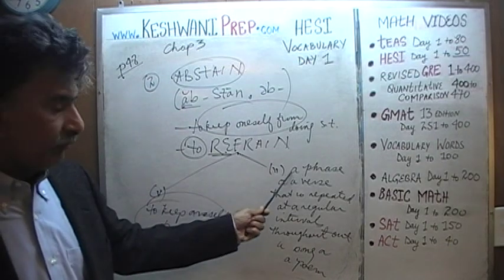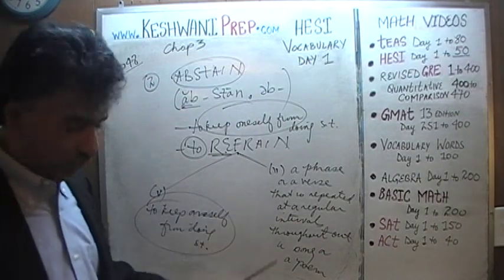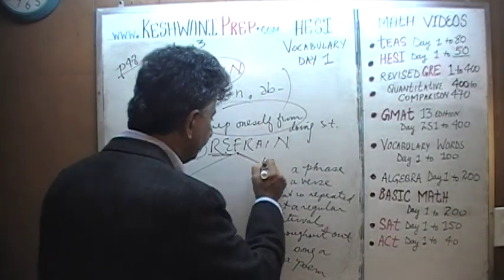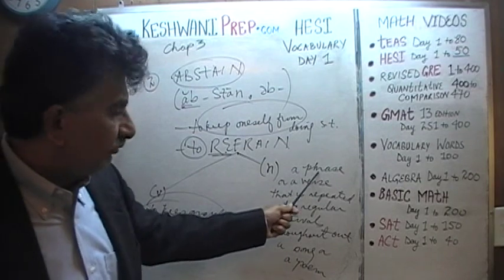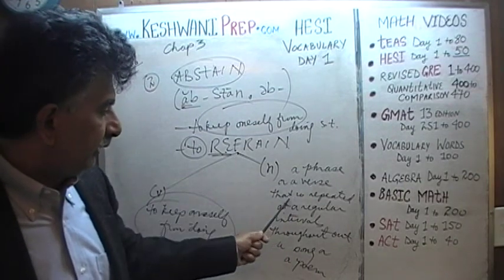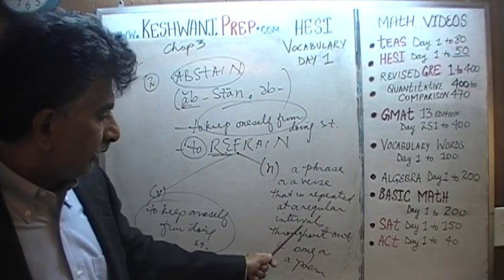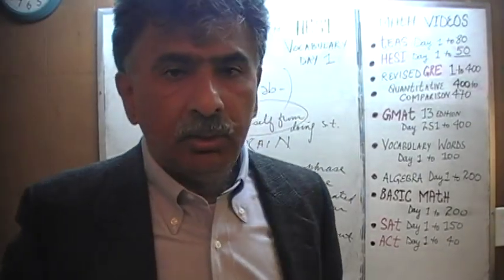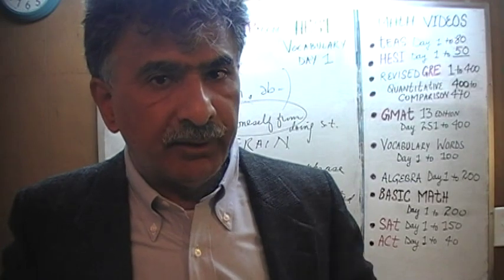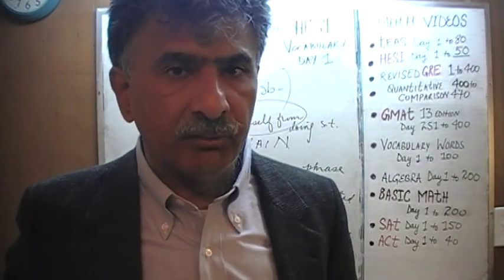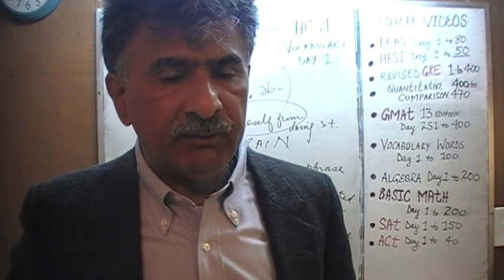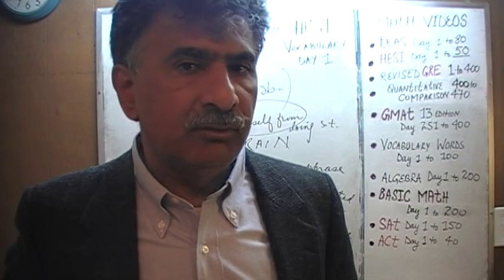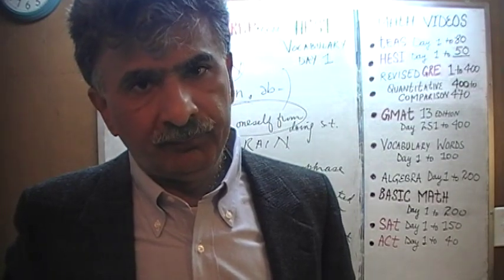What's a refrain? It's a noun. A refrain is a phrase or a verse that is repeated at regular intervals throughout a song or a poem. If you hear a typical song, there are always one or two lines that are repeated at regular intervals. That's how people recognize the song. Those couple of lines that are repeated throughout the song are the ones that stick in our mind. And those lines are called refrains.